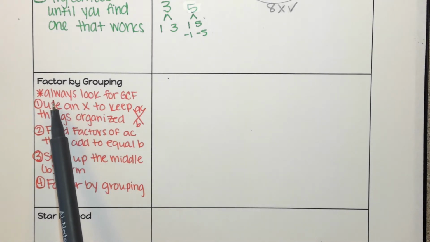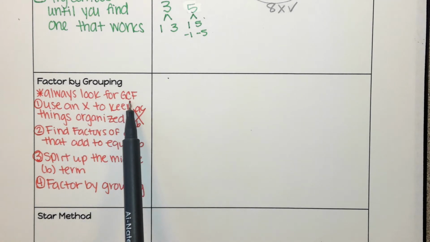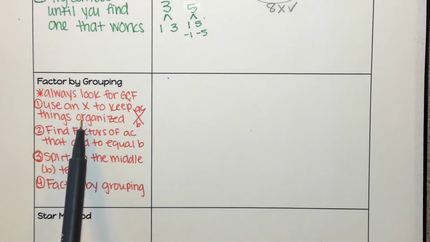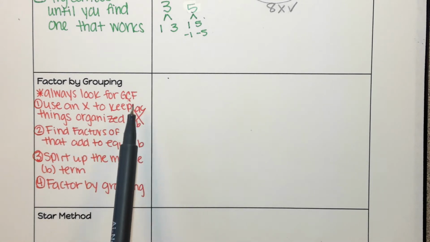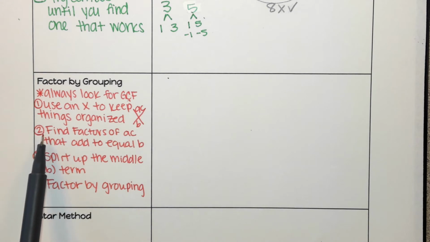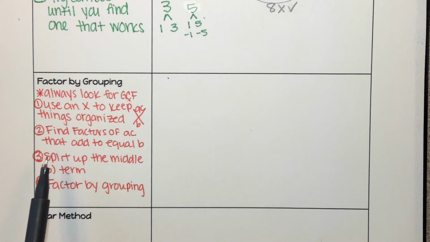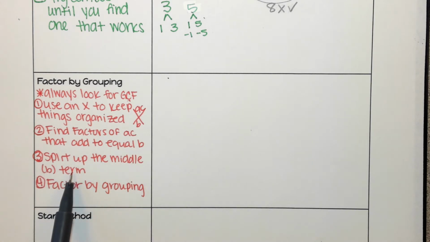But to factor by grouping, we always look for a GCF. Okay, do that first, no matter what. Then you're going to use an X to keep things organized. So you make an X, and AC goes in the top, B goes in the bottom. Step 2, find factors of AC that add to equal B. Step 3, split up the middle term. And step 4, factor by grouping.